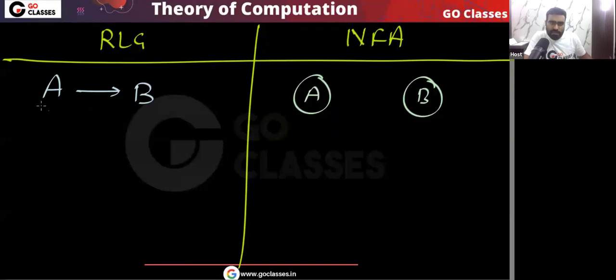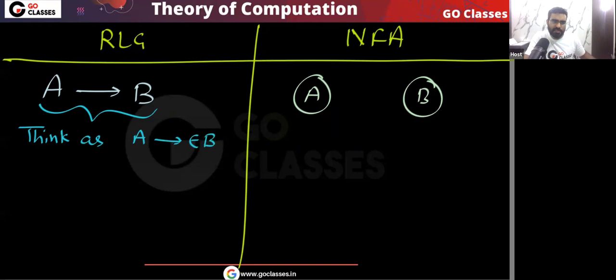Very simple. Remember, A is going to B. So can I think like this, that A is going to epsilon B? Or you can think that this is the null move. From A, you are directly jumping to B. So you can basically say that there is a null move, because from A, I am jumping to B. You can write it like this: A going to epsilon B. This is how you can think.